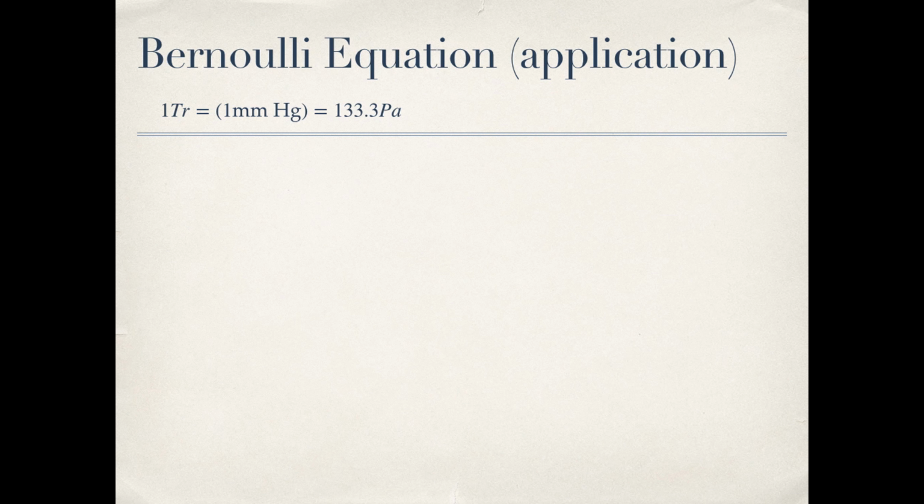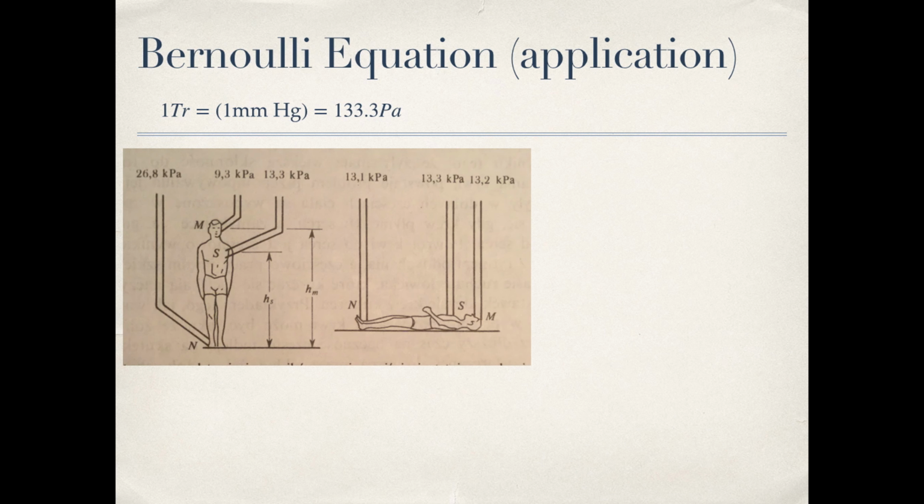and we will be discussing its application next time, discussing the consequences of the Bernoulli equation for blood pressure in the human body when we are horizontal and vertical, and with certain interesting consequences for our behavior.